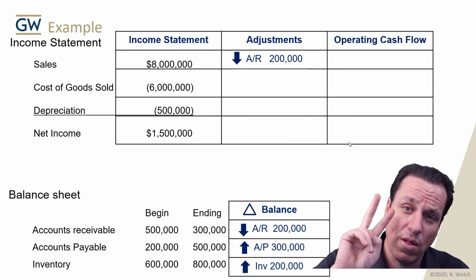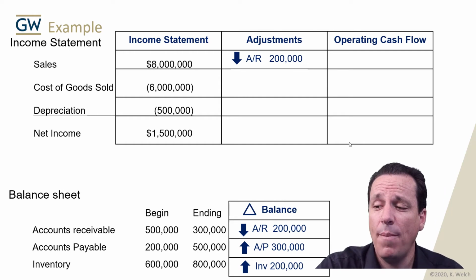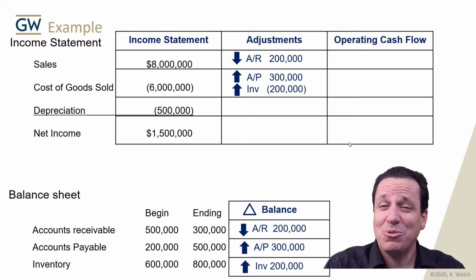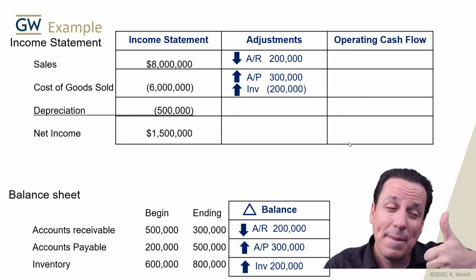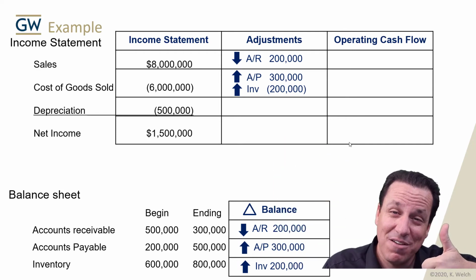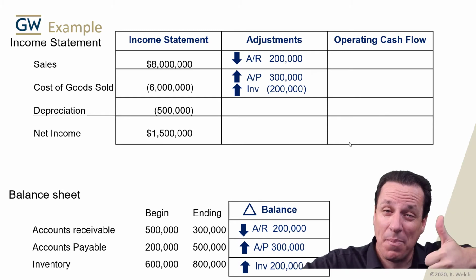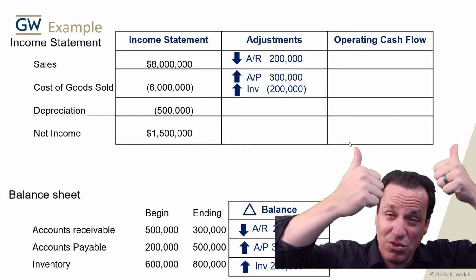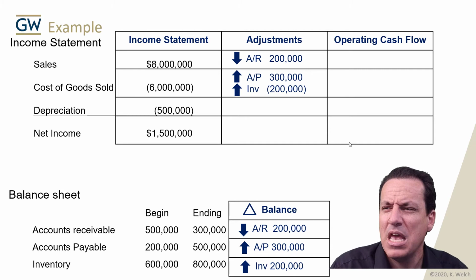Cost of goods sold, as you recall, has two accounts: inventory and accounts payable. Our accounts payable went up 300,000 and our inventory went up. But here's the thing. Accounts payable going up and inventory going up doesn't mean the same thing for cash. Accounts payable going up means that our cash actually also went up because we got things without paying for it and potentially sold them as part of our inventory. So accounts payable going up 300,000 is a positive for cash flow.